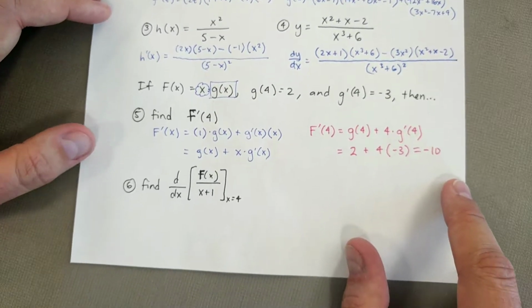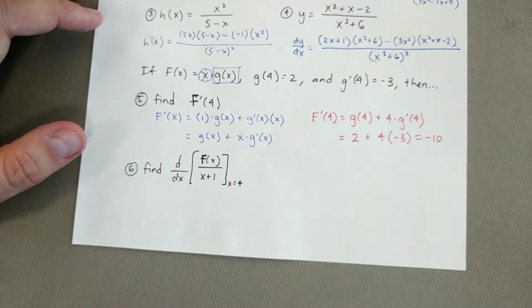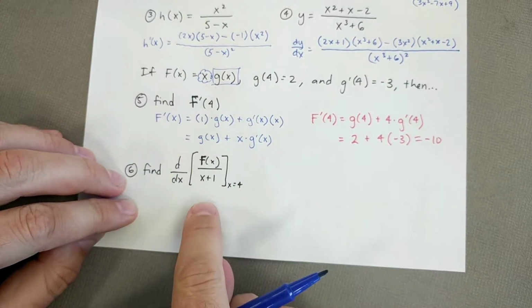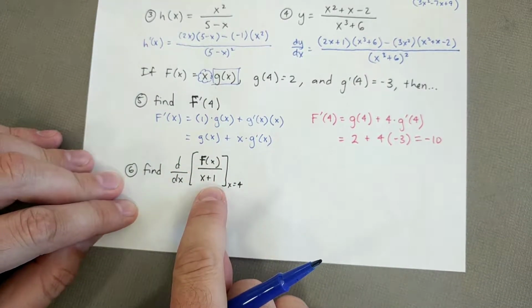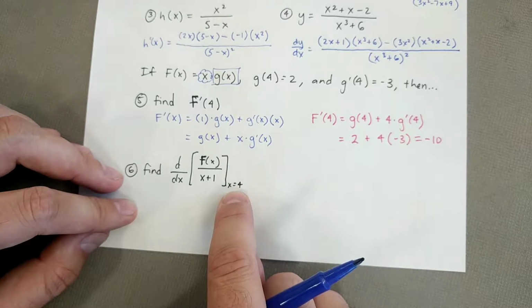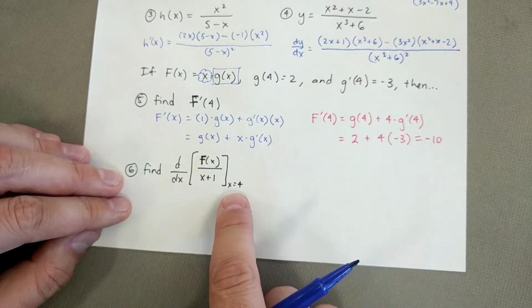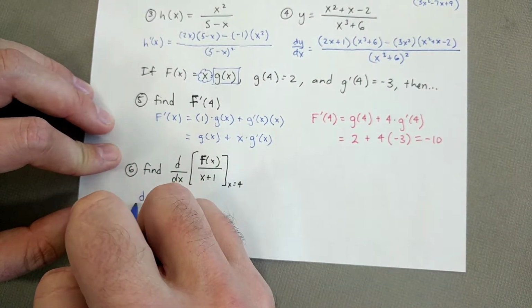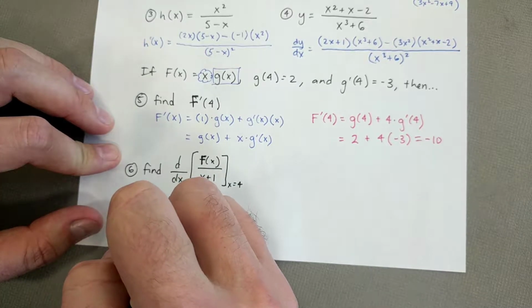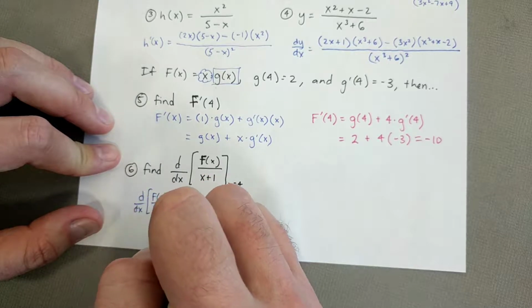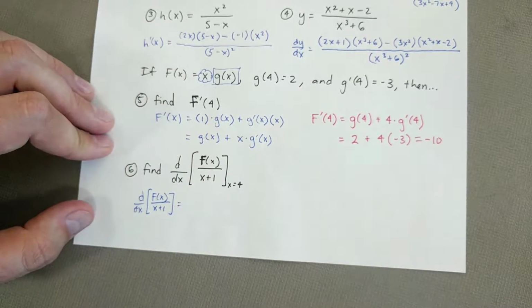All right, last one. Let's go ahead and do this one here. So slightly different notation, but it means the same thing. So we want to take the derivative of this expression, and then we want to do x equals 4 at the very end there. So let's see here. Let's figure out what we get here. So d over dx of f of x over x plus 1. Okay. So here we go.